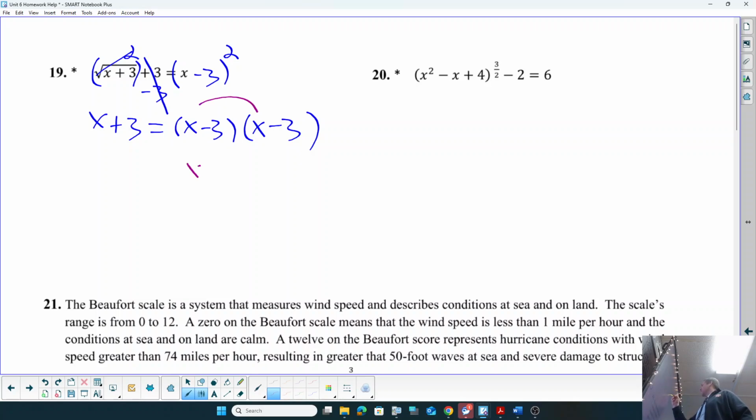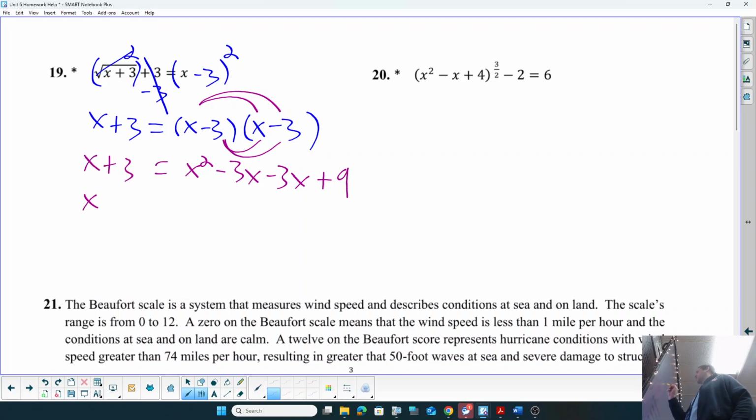So x times x is x squared. x times negative 3 is negative 3x. Negative 3 times x is negative 3x. Negative 3 times negative 3 is a plus 9. Then we bring down the x plus 3. So now we have x squared minus 3x minus 3x is minus 6x, plus 9. What do we do now?